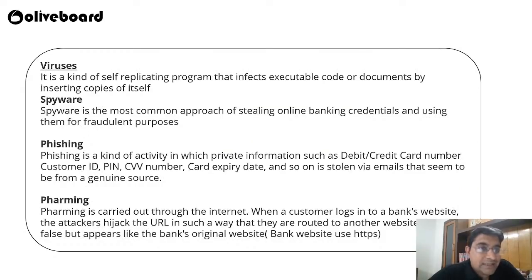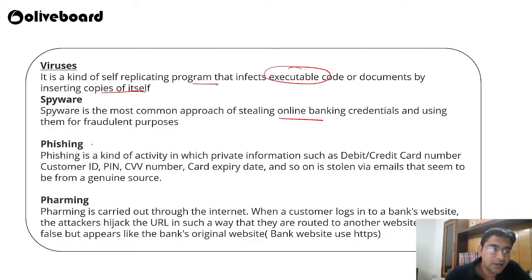Then viruses are there. They are self-replicating programs that infect executable code by inserting copies of themselves. When the virus has entered, you cannot do anything. Spyware is also sometimes used for stealing banking information. You introduce spyware in the software of a banking sector, and you can utilize it for fraudulent purposes, and you can steal the identity of a person.